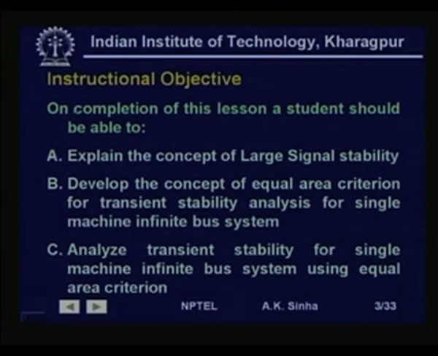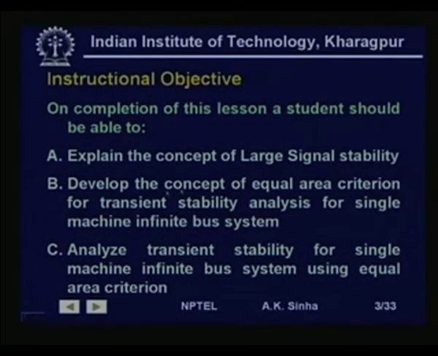Well, once we complete this lesson, you should be able to explain the concept of large signal stability. After that, you should be able to develop the concept of equal area criterion for transient stability. In fact, the large signal stability that we talk about is popularly known in power system literature as transient stability. So, we will interchangeably call them large signal stability or transient stability.